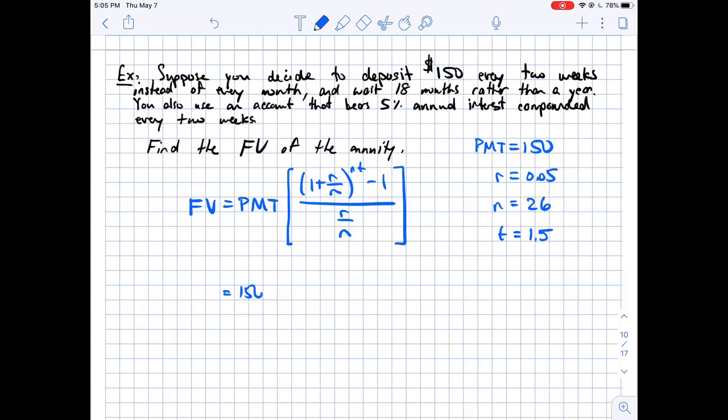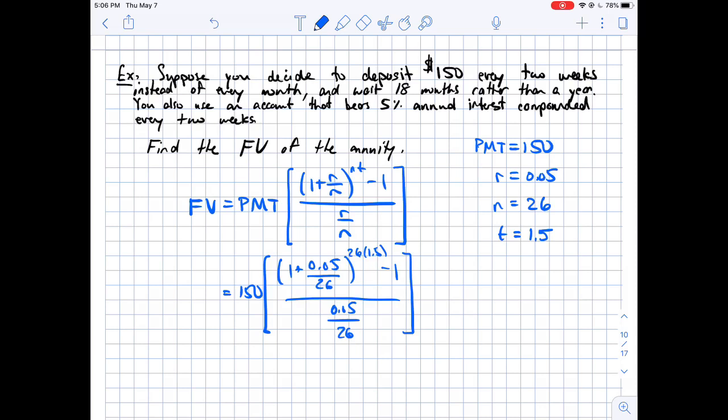Well, the payment amount is $150. We have 1 plus 0.05 over 26 to the power of 26 times 1.5, minus 1, divided by 0.05 over 26. And so you're going to want to practice this a little bit. Make sure that you get very comfortable with your calculator figuring out what these values give you. So if you need to, pause the video here, get out your calculator, make sure you plug this in and that you get the same value that I do.